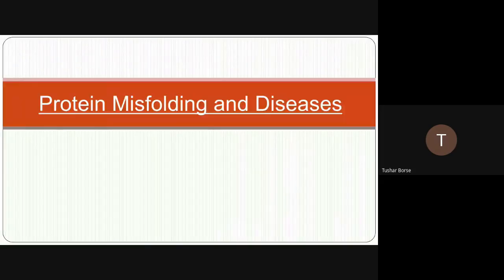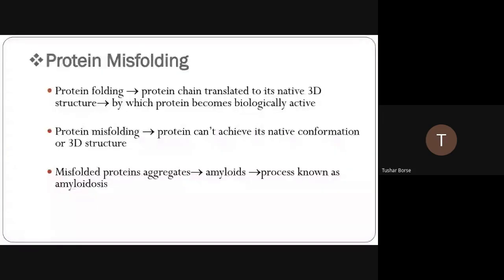Okay. Good morning, everyone. I'm going to talk about protein misfolding and the diseases. We all know what protein folding is, how the protein gets folded. First, the polypeptide chain folds to become the biologically active protein in its native conformation, so that it functions in the body. Then what is protein misfolding? It can't achieve its native conformation or 3D structure, and this misfolded protein aggregates, and these aggregations are called amyloids, and the process is known as amyloidosis. We will see amyloidosis in the next slide.